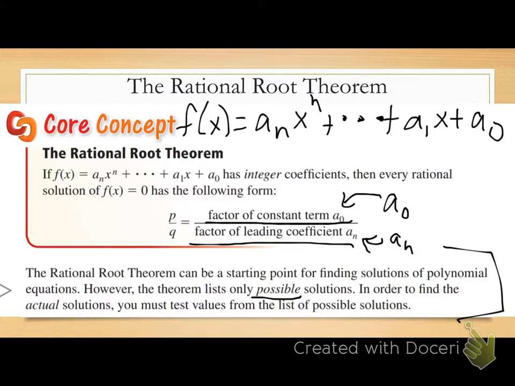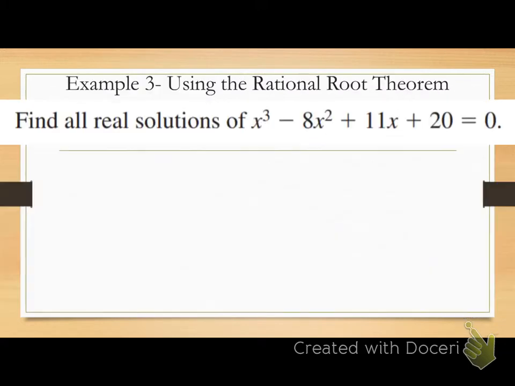Can I go ahead and move on? Okay, I'll give you a little more time. Let's do it. Find all real solutions of x cubed minus 8x squared plus 11x plus 20 equals 0. So in the past, we would have tried to factor this polynomial, set the factors equal to 0, right? To solve it. That's what we did in the past.